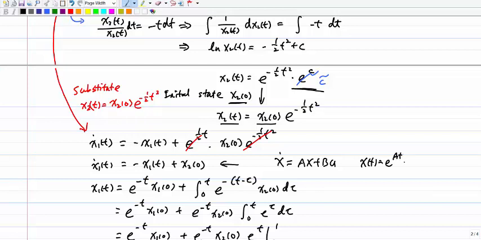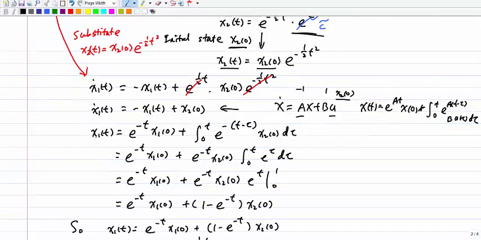e to the at x0 plus the integration from 0 to t of e to the a times t minus tau, and I have bu tau d tau. That's my solution. So I just have to make a change: here a is negative 1, b is 1, and u is just x20, which is also a constant. If you do that, my solution will be x1t is e to the minus t x10 plus the integration from 0 to t of e to the minus t minus tau times x20 d tau.